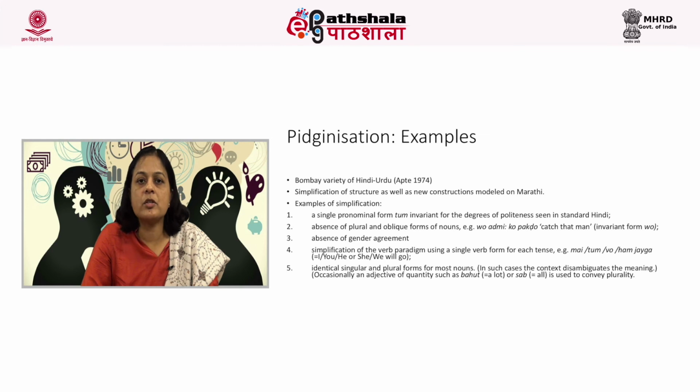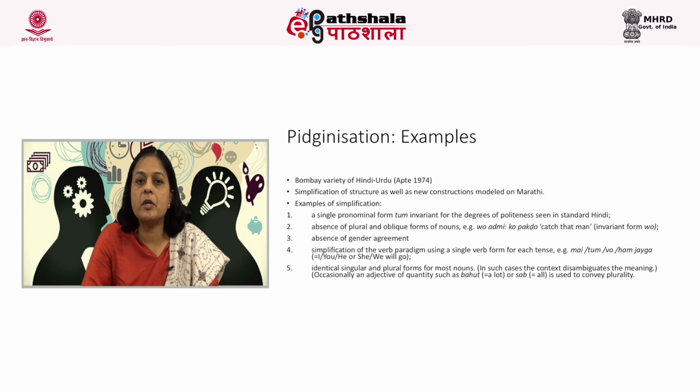The simplification includes grammatical features such as the following: a single pronominal form tum, invariant for the degrees of politeness seen in standard Hindi, and absence of plural and oblique forms of nouns, for example, wo aadmi ko pakdo, catch that man. The invariant form here is wo.